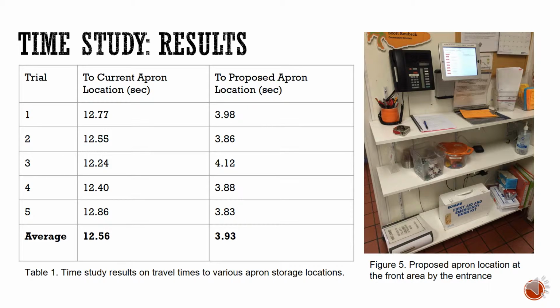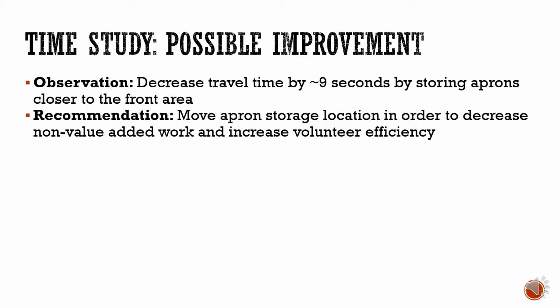Over a period of 5 trials, we saw that the current time it takes is 12.5 seconds on average. However, moving the apron to the proposed location, which is shown in figure 5, would decrease that to just a little bit under 4 seconds. The time study offers the following possible improvement. We would decrease the travel time by almost 9 seconds, and it would be moved closer to the front area where the volunteers have to go anyway to initially check in when they arrive at the kitchen.